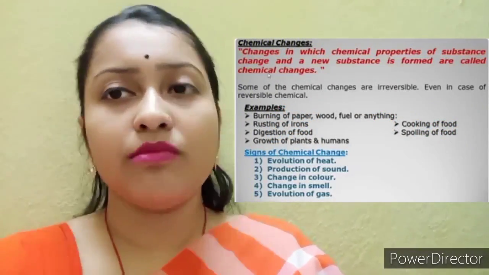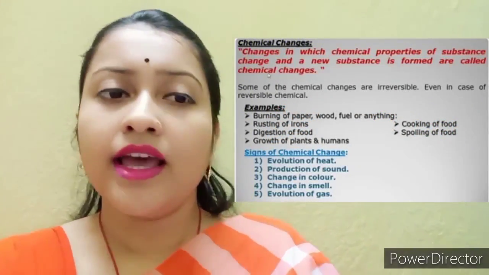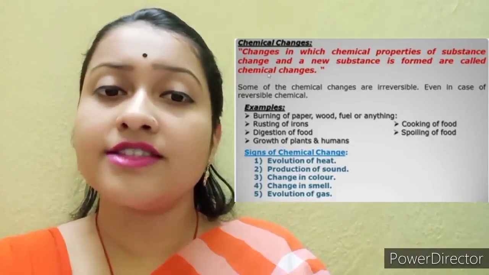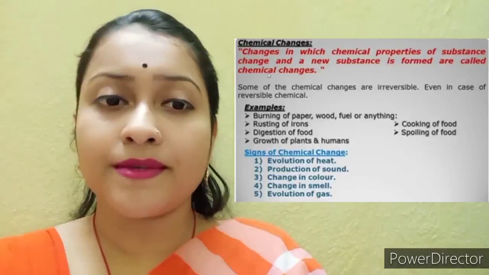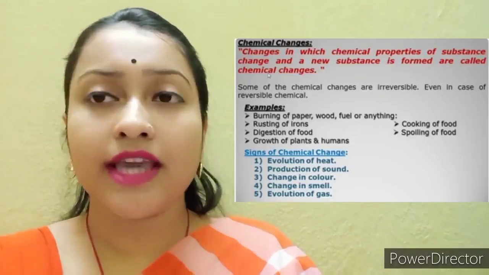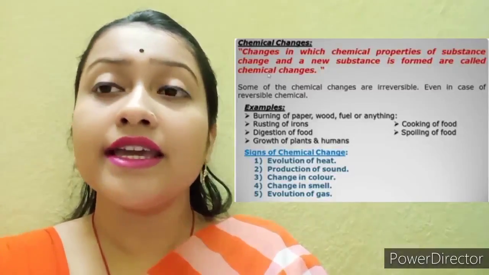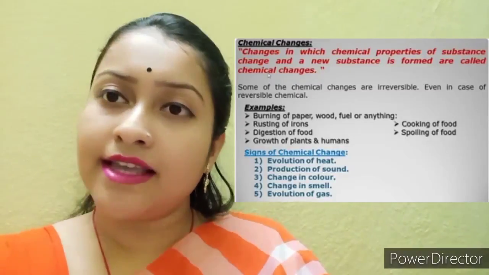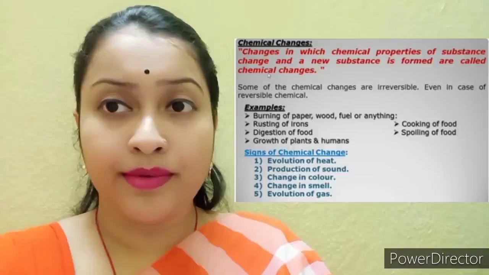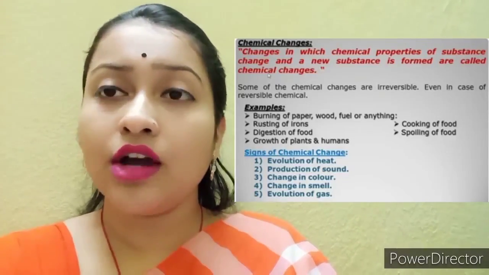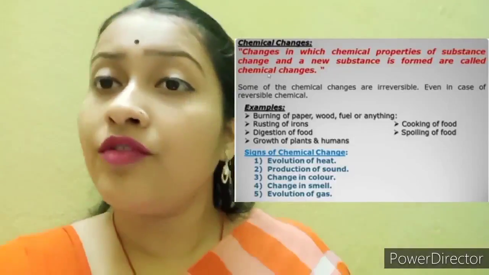Now I will tell you about chemical changes. Changes in which chemical properties of a substance change and a new substance is formed are called chemical changes. Some of the chemical changes are irreversible. Now the examples: burning of paper, wood, fuel or anything, rusting of iron, cooking of food.